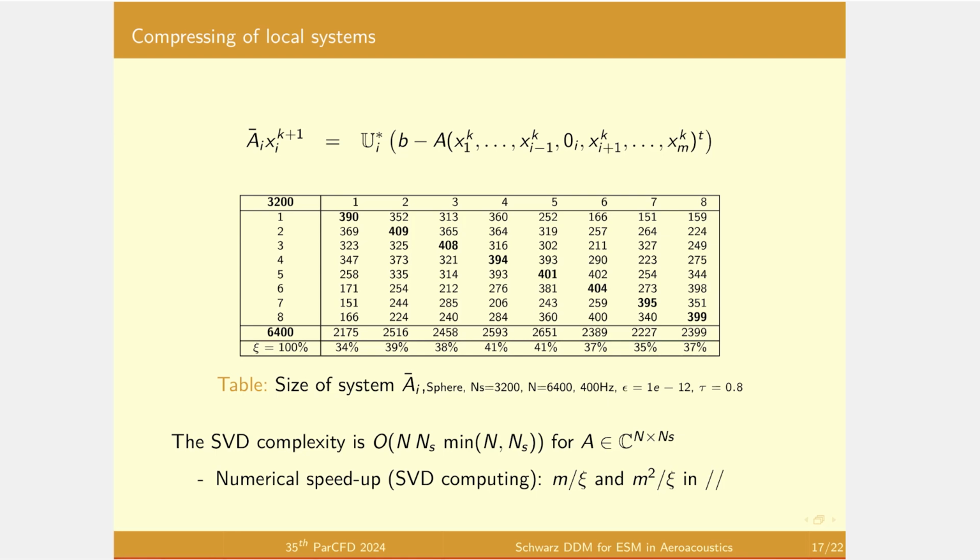And this is for the SVD complexity. The SVD complexity is big O of n times ns times the minimum of n and ns for the matrix A. So we have a numerical speedup for the SVD compression due to the methodology of m over this compression factor here. And if we do that in parallel, it's m squared over t.